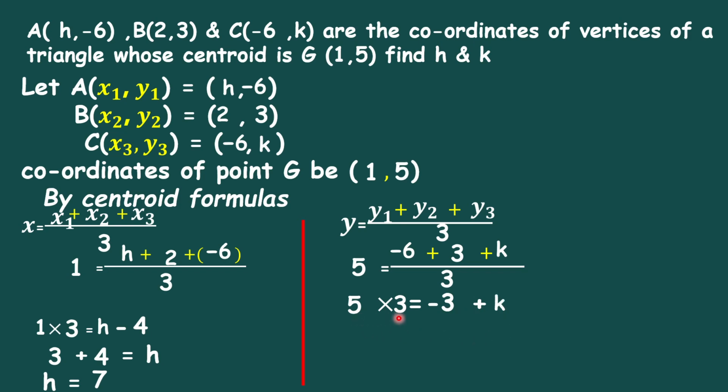Now we take the multiplication of 5 and 3, which is 15. As well, we transfer this -3 to LHS. Negative becomes plus 3. 15 plus 3 is 18. Therefore k is equal to 18. Therefore h is equal to 7 and k is equal to 18.